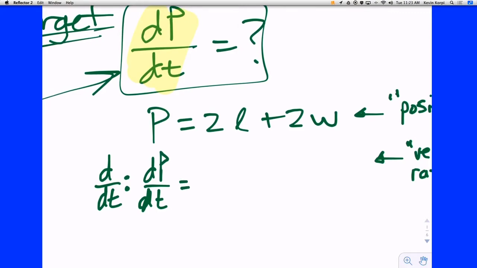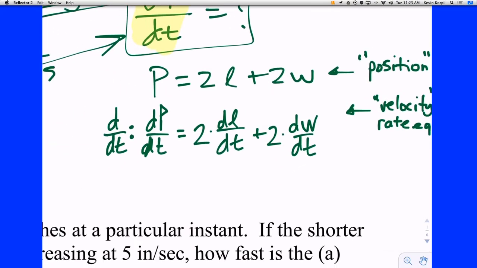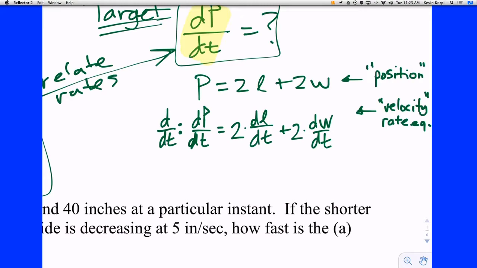What's the derivative of 2L with respect to t? 2, right, times the chain rule, dl/dt. That's the rate of change of the length, which we have labeled, plus 2w becomes 2 times dw/dt. That's your rate equation. And all of your d variable dt terms are the rates of change, or the velocities, of those particular quantities. All right, so now all we have to do is evaluate it. It's already solved for dp/dt. That's what we're interested in.